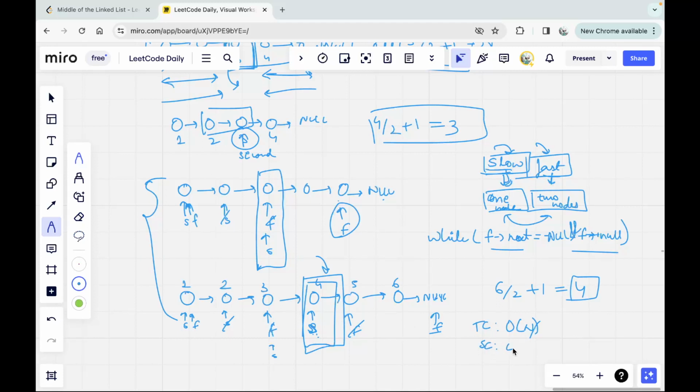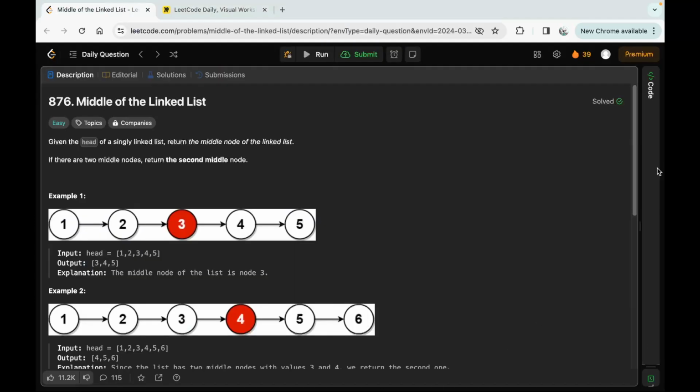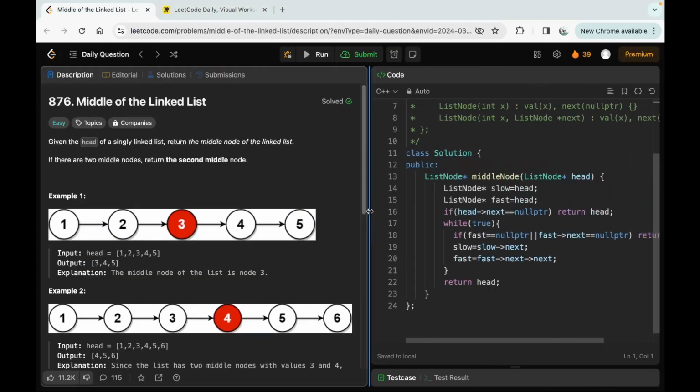And talking about space complexity, it's constant. You are not utilizing any extra space, right? You are only using two pointers, just slow and fast. So I hope you've understood the question. Now let us go ahead and look at the code. Okay, so here's the code.